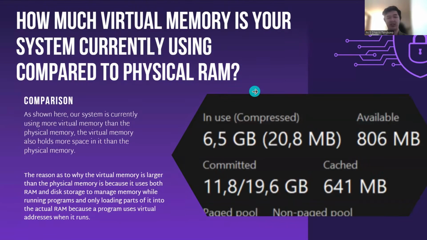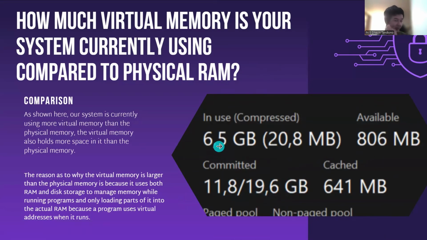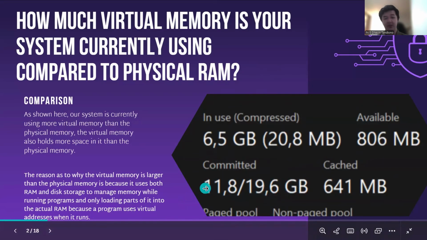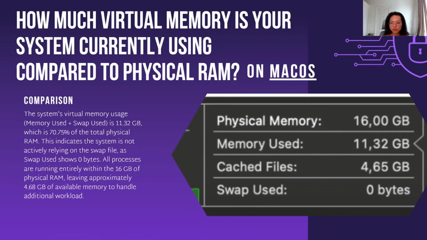How much virtual memory is my system currently using compared to physical RAM? So as you can see here, my system is currently using 11.8 gigabytes of virtual memory while only using 6.5 gigabytes of RAM. And you also notice that the virtual memory is a lot larger than the physical RAM. And the reason is because virtual memory uses both the physical RAM itself and disk storage to manage memory while running programs. And it only loads parts of the program into the actual RAM because programs use a virtual address when it runs.